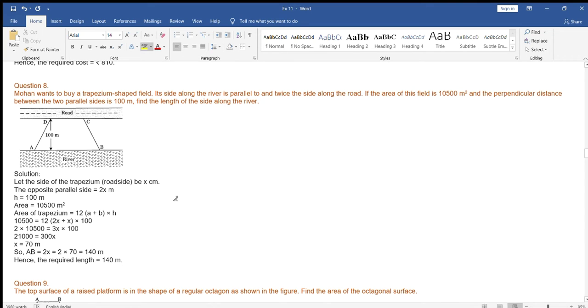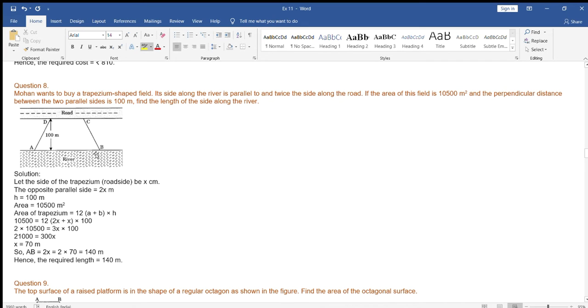Just have a look. The diagram is also given to us. One field is there, A, B, C, D. It is in trapezium shape. And in this field, one side is along a road and another along a river. And one more relation is given to us, that the side along the river is twice the side along the road. And the perpendicular distance is 100. What we have to find out is the length along the river.